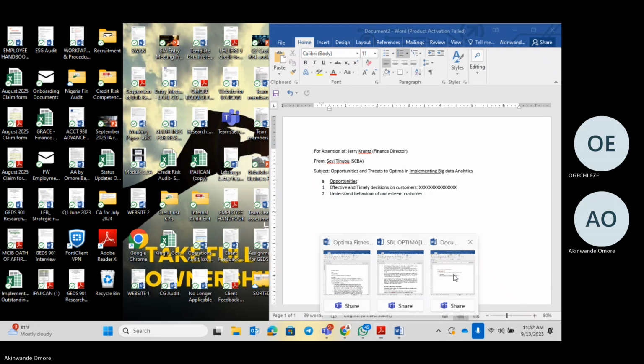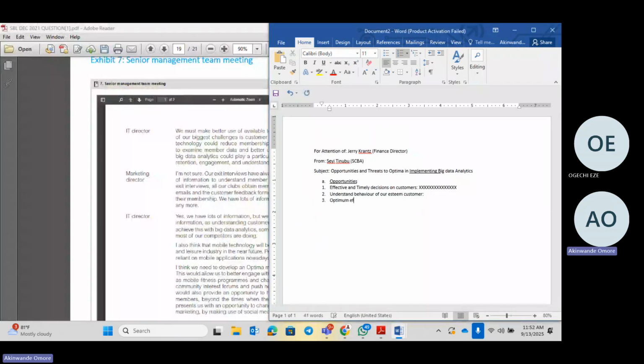Optimum efficiency in utilizing existing data on customers. You see that now? Yes. Do you need any agent to call your attention to that?